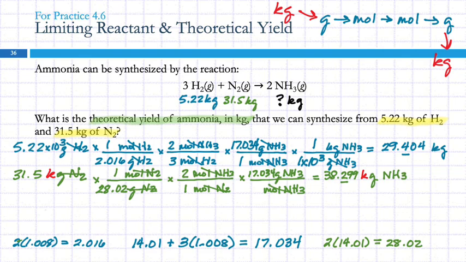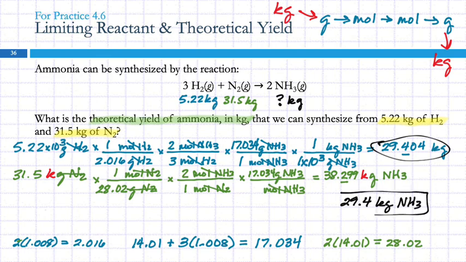So what's my answer? This is the smaller one, right? So I can make 29.4 kilograms of ammonia. Any questions?